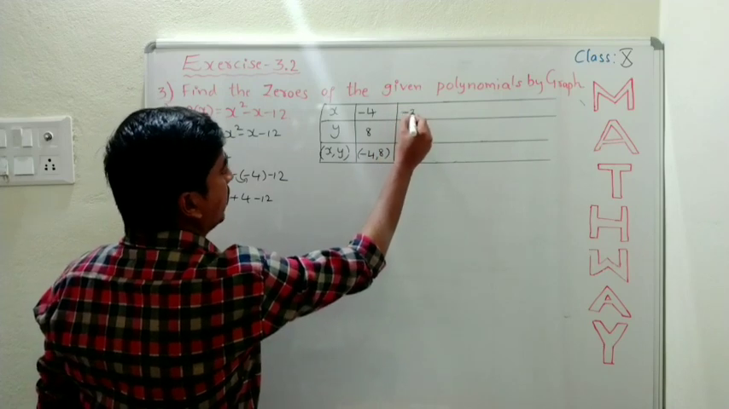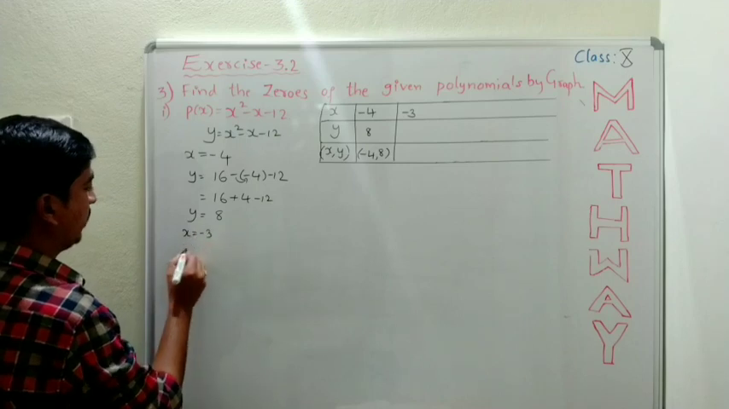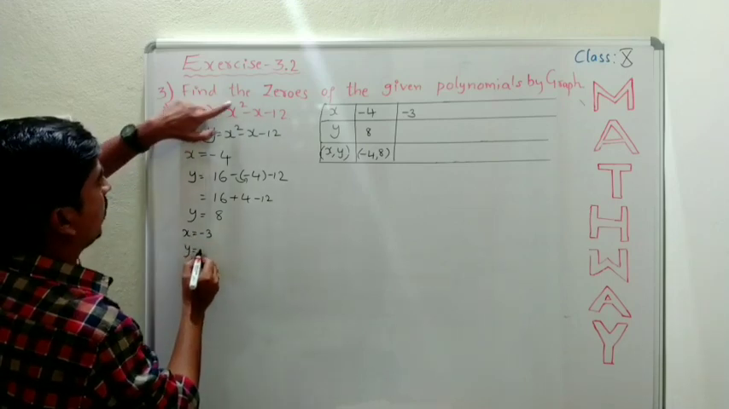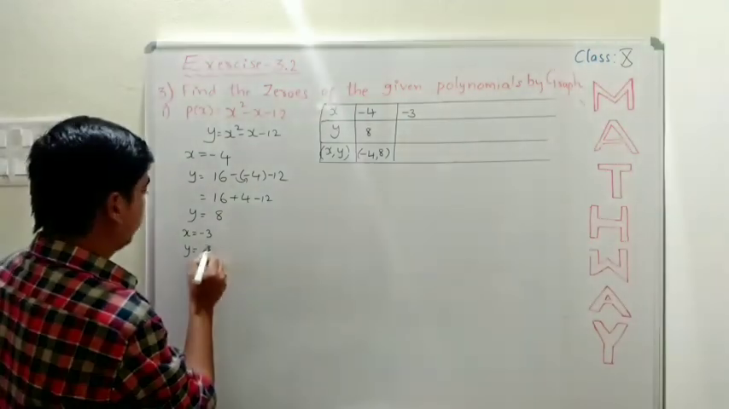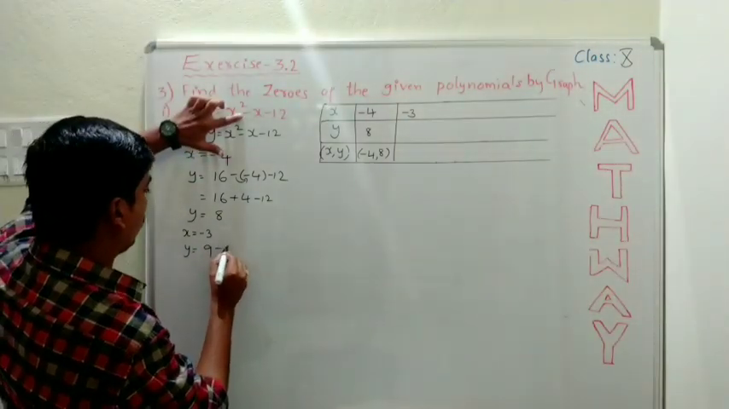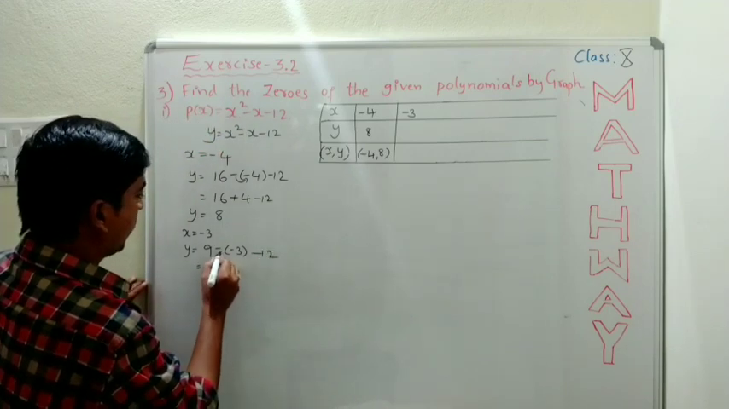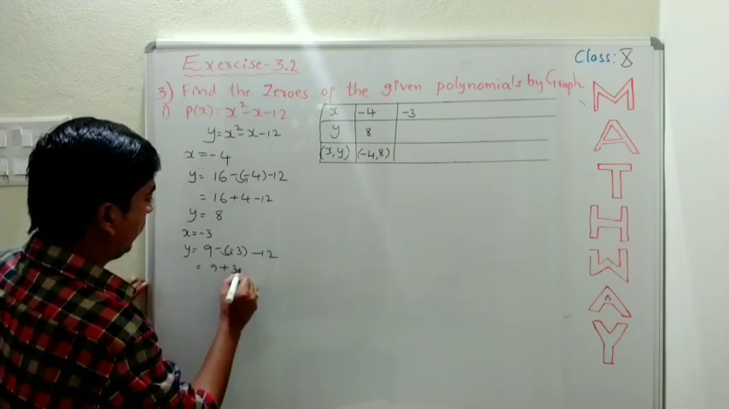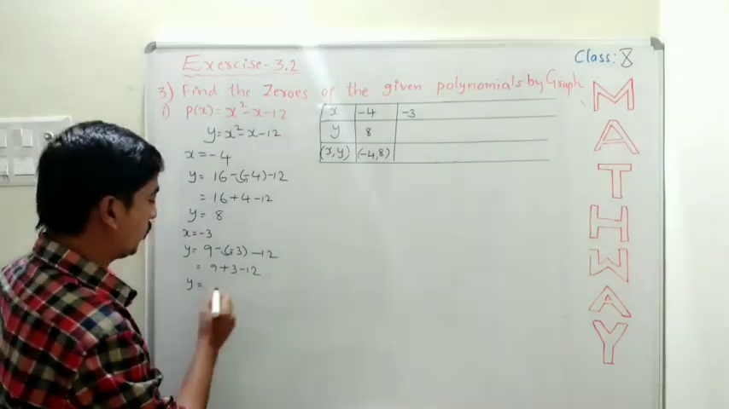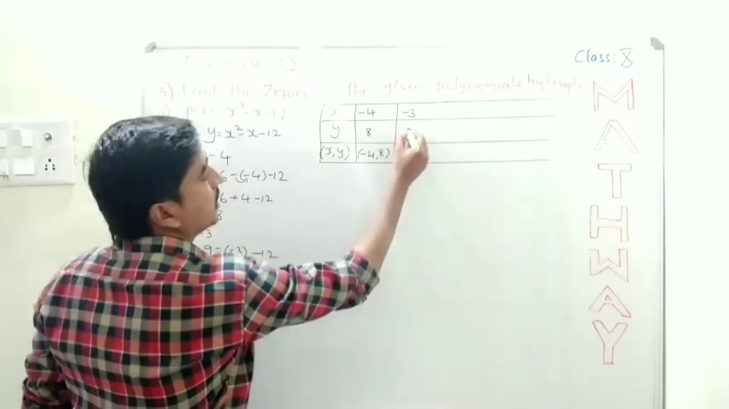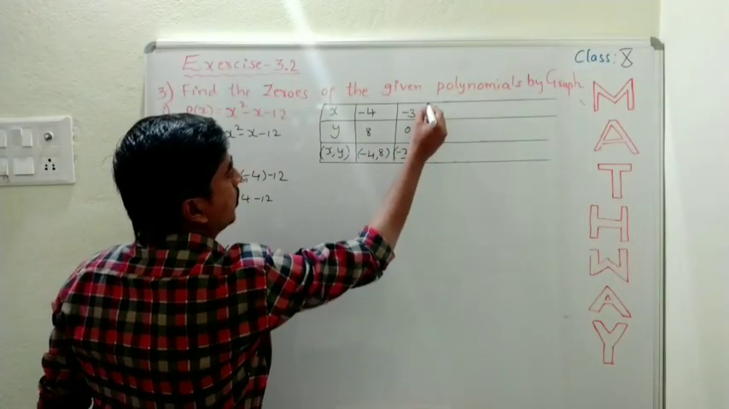Now put x equals minus 3 in the polynomial. Then y equals x square, so minus 3 square is 9. Again minus of x is minus of minus 3, minus 12. 9 minus into minus is plus, 9 plus 3 minus 12. 9 plus 3 is 12, 12 minus 12 is 0. Then the y coordinate is 0. It is minus 3 comma 0.